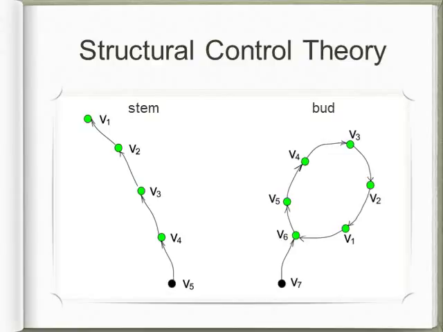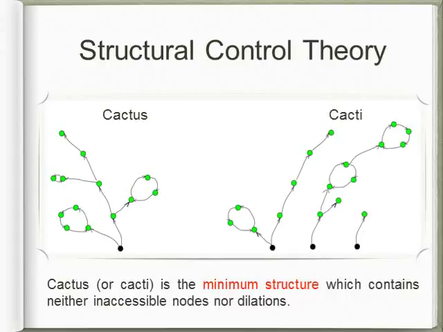He introduced the so-called stem and bud. Stem is nothing but a directed path, and you are controlling the first node. And a bud is a directed circle, and you're controlling any node in the circle. From stem and bud, he defined the so-called characteristic structures, which is the minimum structure or the control skeleton, which contains neither inaccessible nodes nor dilations. And if you have a bunch of characteristic structures, then you have a cacti.